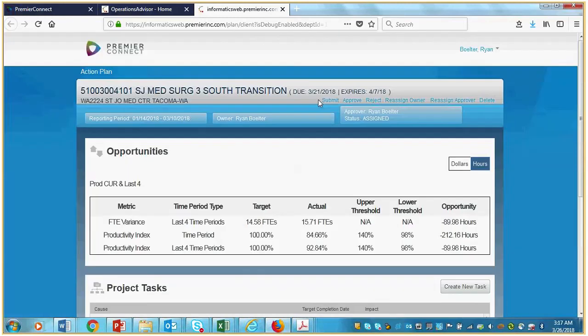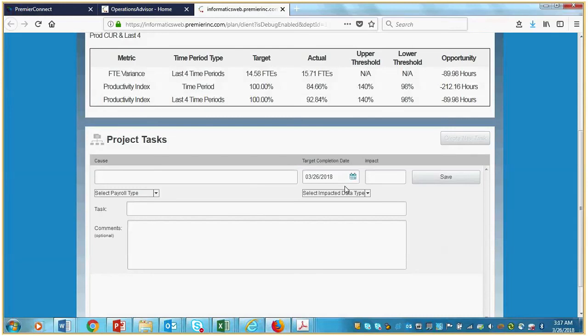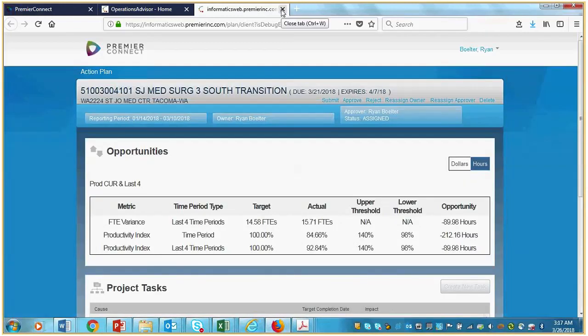So once you would click submit, and I won't because this is an active action plan, what would happen is this screen would refresh within a couple seconds, and this status would change to review. And I, being the approver, would receive the email telling me that the owner has completed the plan and now it's time to review. So let me delete that. And then you could close this window.